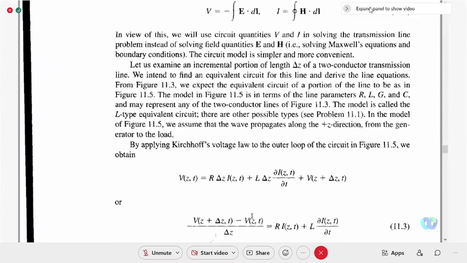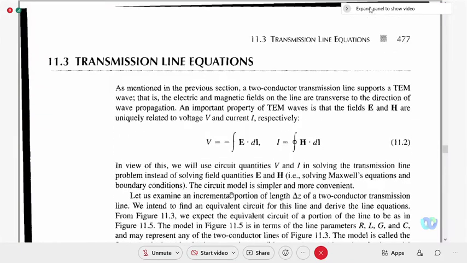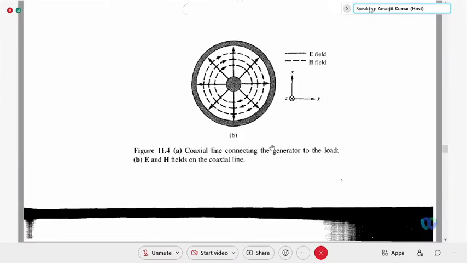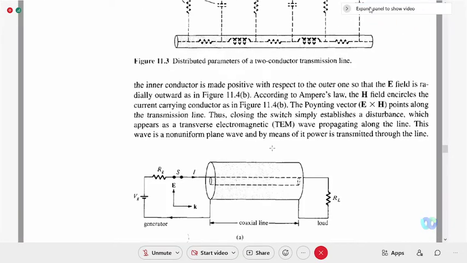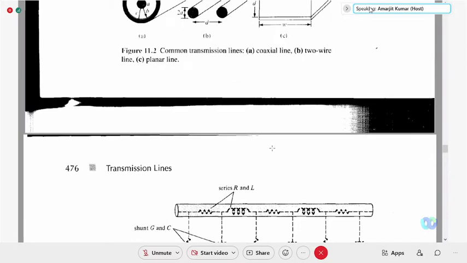Yes, here it is written. So V is equal to minus integral E dot dl, and I is equal to closed contour integral H dot dl. So now again the question is, if we are using electrical circuit theory in terms of voltage, what will be the equivalent circuit of the transmission line?